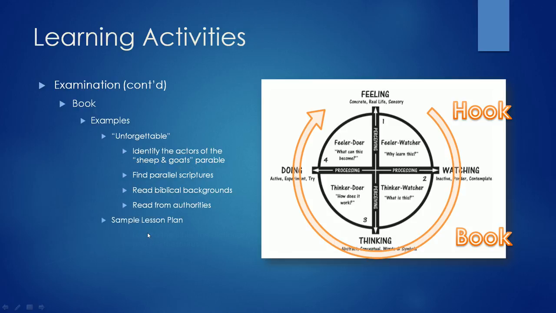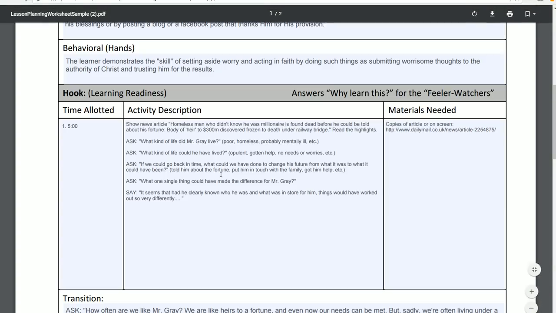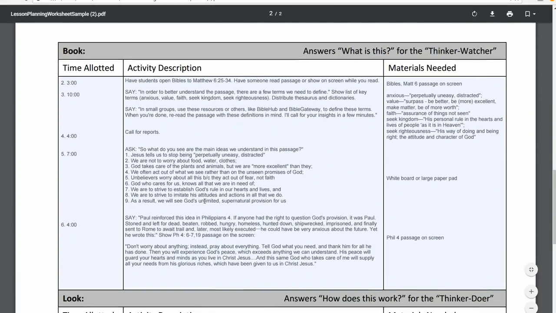Another example from the sample lesson plan that we did is we were looking at the Bible and the dictionary and the thesaurus. Remember that? And looking at other passages. Let me go back to that real quickly so you can see again how that looks. So here we transition into the book time. And we're saying here, have the students open their Bible. You're going to give them distributed thesaurus and dictionaries, right? So they can look up the definitions for these words: anxious, value, faith, seeking kingdom, seeking righteousness, right? They're going to maybe look at Bible Hub or Bible Gateway to find those terms.